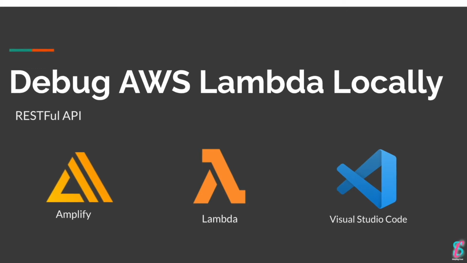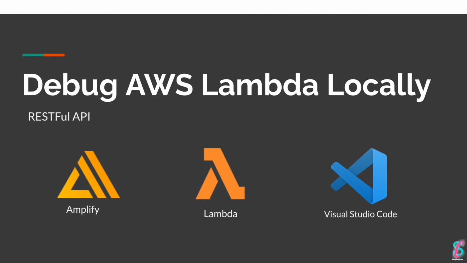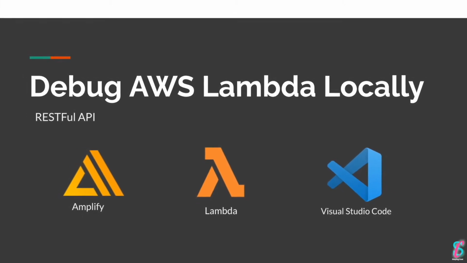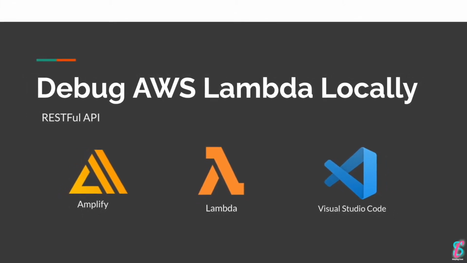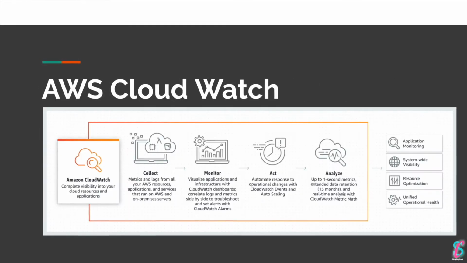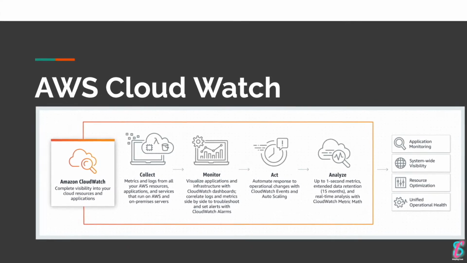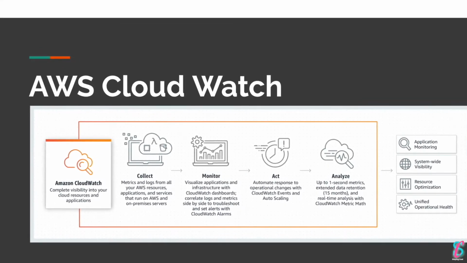Hi, this is a quick demo to show you how you could debug a Lambda function locally. This is the function which is linked to a RESTful API. So the Lambda function is created through the Amplify framework. The goal is to show how you could debug that, and by debug, I mean by setting debug points and stuff like that.